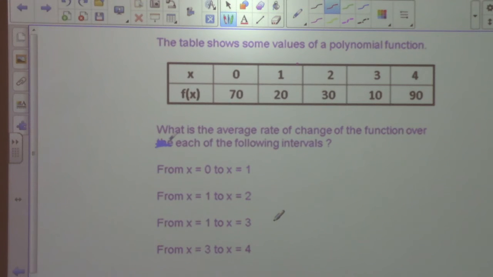Now we have this table here, showing some values of a polynomial function. So you have this table, and we're asked what is the average rate of change over each of the following intervals. What do you think of this one? Put it in your calculator. Is it asking you to do that? Not really. Now you could. It would tell you something. You put it in the calculator and do something with it. But is that what is being asked? No, it's not.